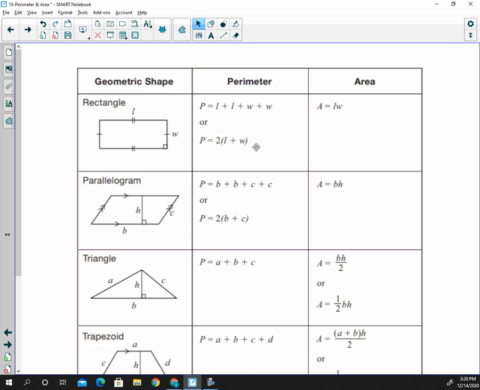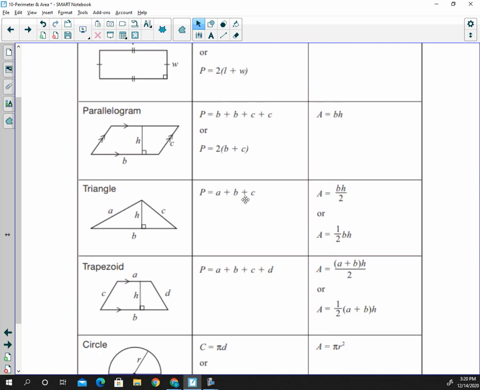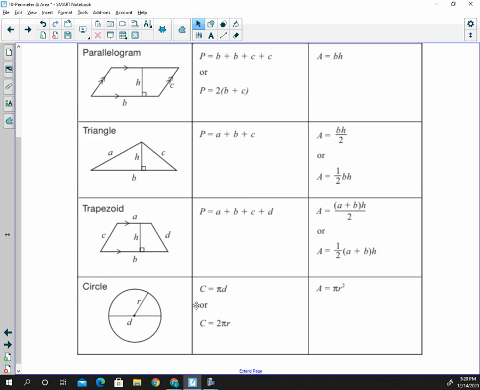So you can see that the formula sheet gives you a picture. It gives you a formula for perimeter, and also one for the area. When there are multiple representations, you can use either one. So for example, down here, the perimeter of a circle, which we often call the circumference, can be written as pi times d, or you can write it as 2 times pi times r.